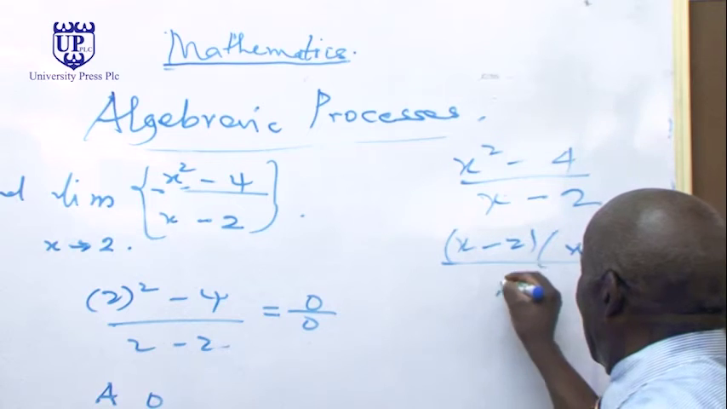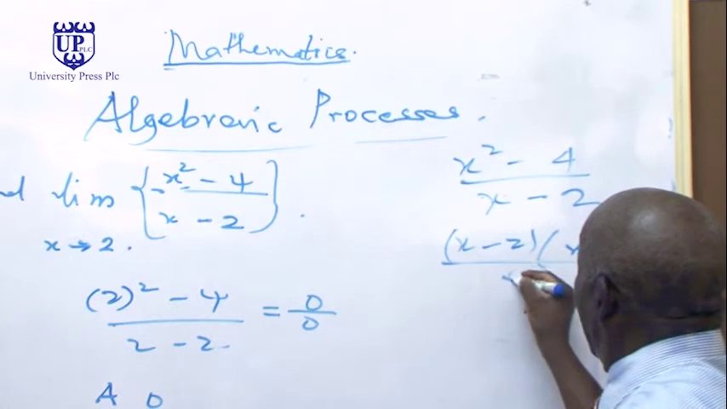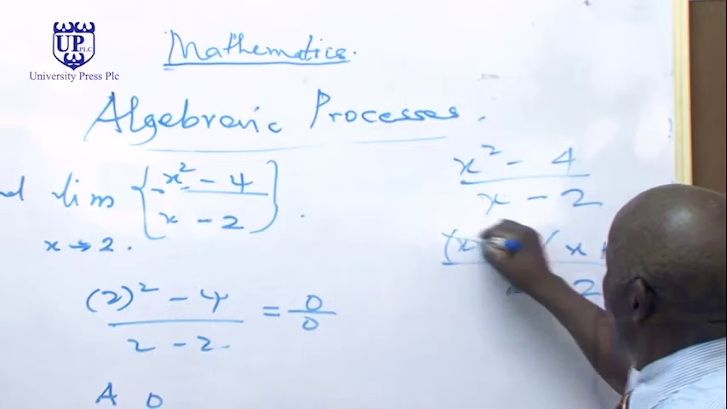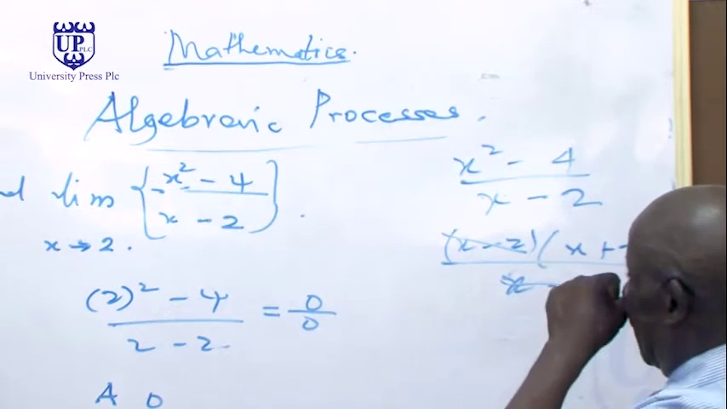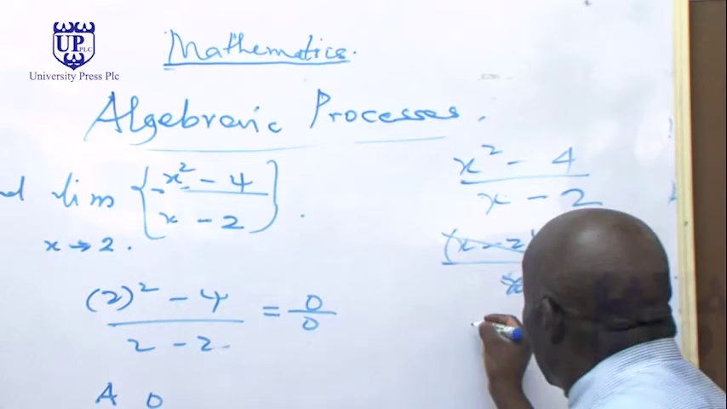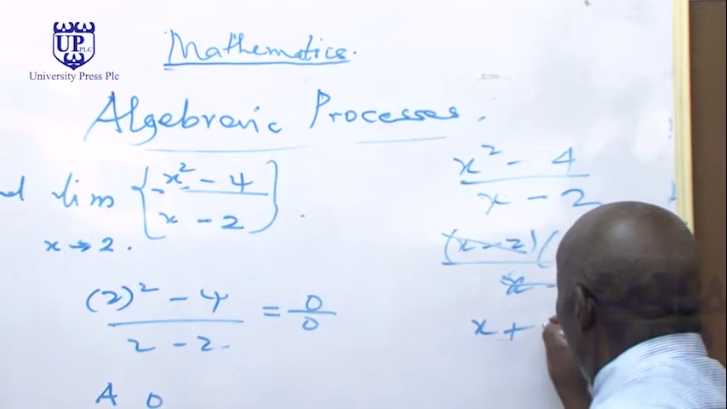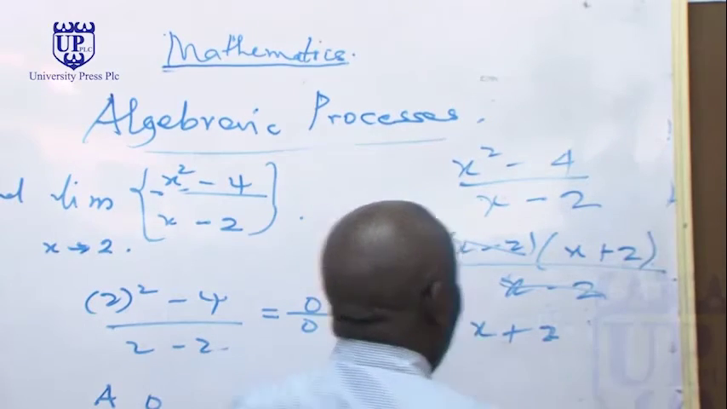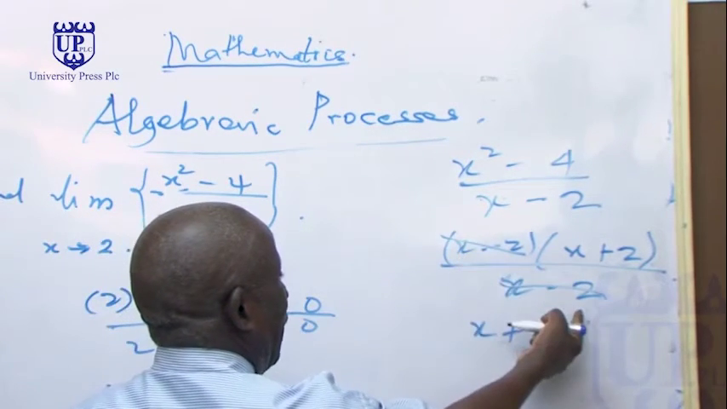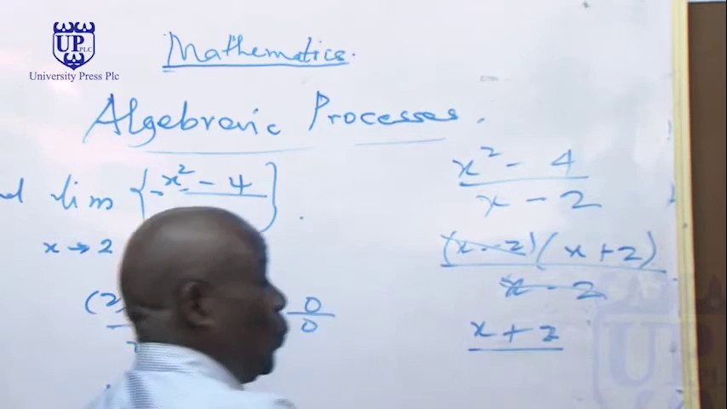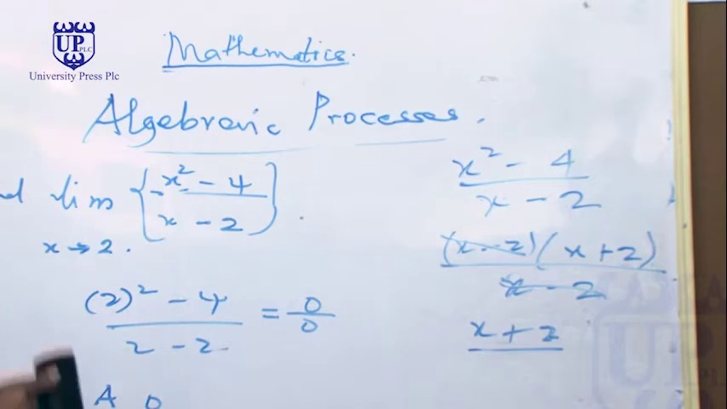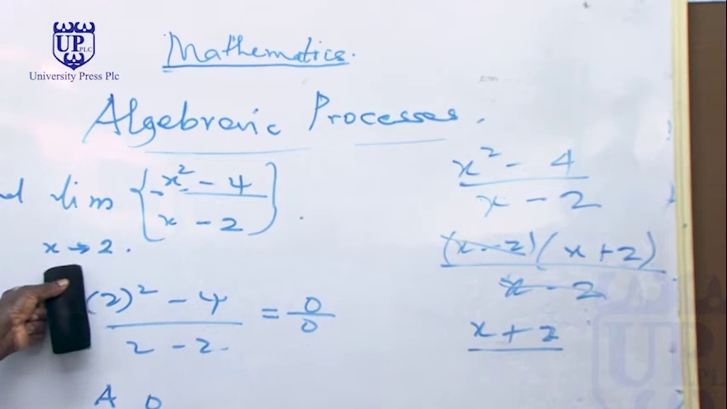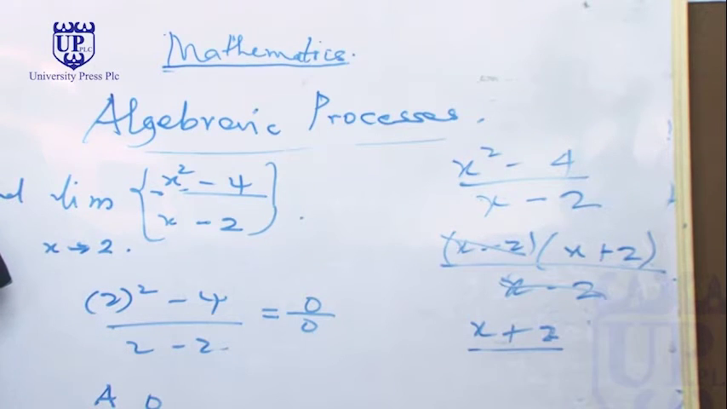Everything divided by x minus 2. Then cancel this, and then it is x plus 2. This is common, so the result is x plus 2. And the question says, when x approaches 2, you have to simplify, then you substitute for x equal to 2. Look at the alternatives. Which of the alternatives is correct?